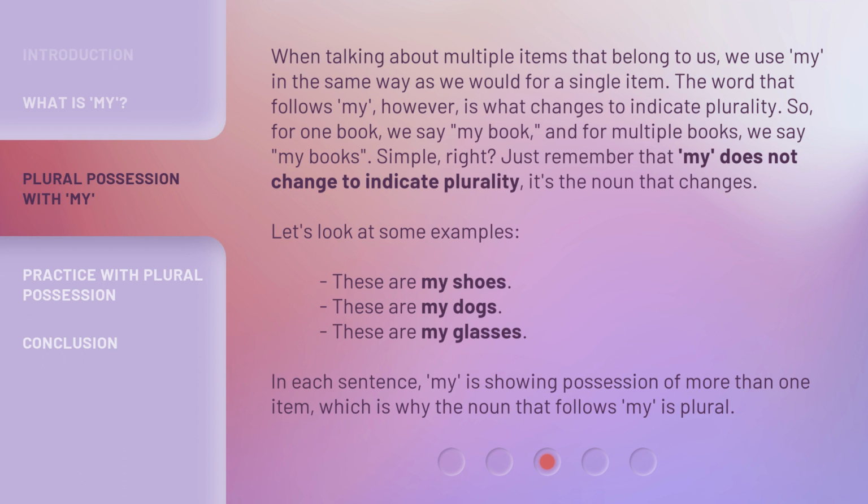Let's look at some examples. These are my shoes. These are my dogs. These are my glasses. In each sentence, my is showing possession of more than one item, which is why the noun that follows my is plural.